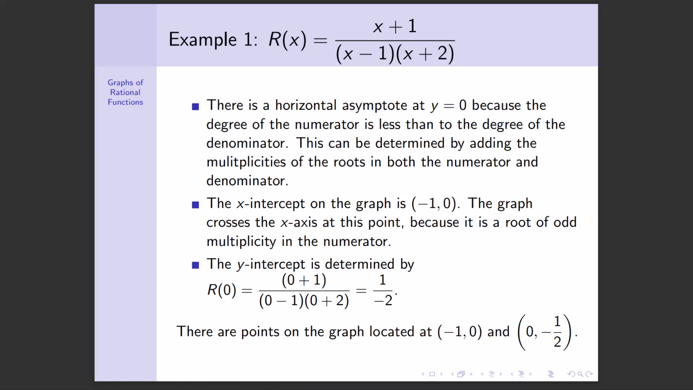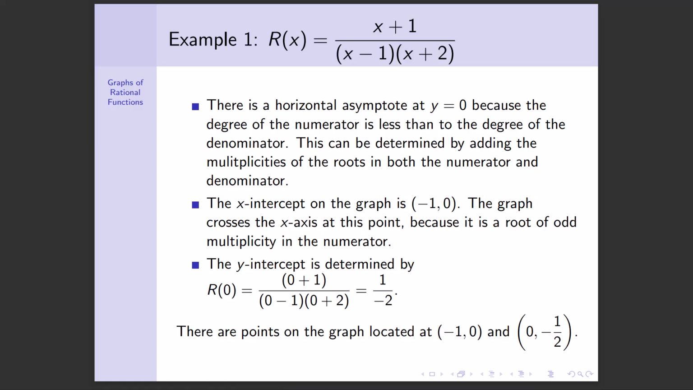The x-intercept of the graph is (-1, 0). The graph crosses the x-axis at this point because it is a root of odd multiplicity in the numerator. The y-intercept is determined by substituting 0 in for x into our rational function, and when we do this, we end up with -1/2. So there are points on the graph located at (-1, 0) and (0, -1/2).